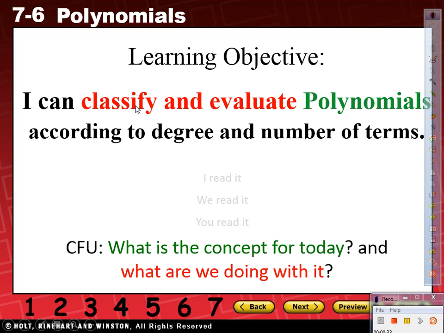So our objective for today: I can classify and evaluate polynomials according to degree and number of terms. Let's read it together. 1, 2, 3. I can classify and evaluate polynomials according to degree and number of terms. And if you notice, today we start with a new concept. So think about it. What is the concept for today? Tell your neighbor the concept for today.